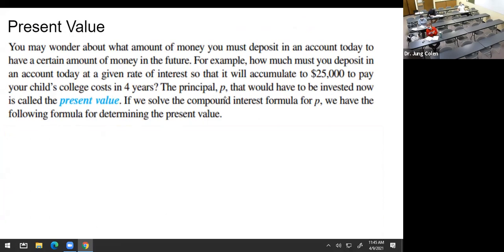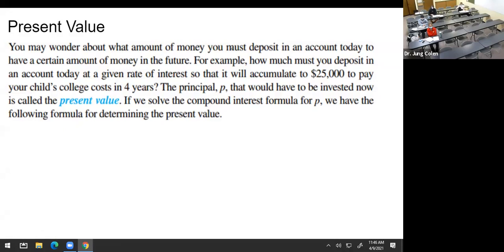So you may wonder what amount of money you must deposit in an account today to have a certain amount of money in the future. For example, how much must you deposit in an account today at a given rate of interest so that it will accumulate to $25,000 to pay your child's college costs in 4 years, things like that. So you're gonna find what P is.